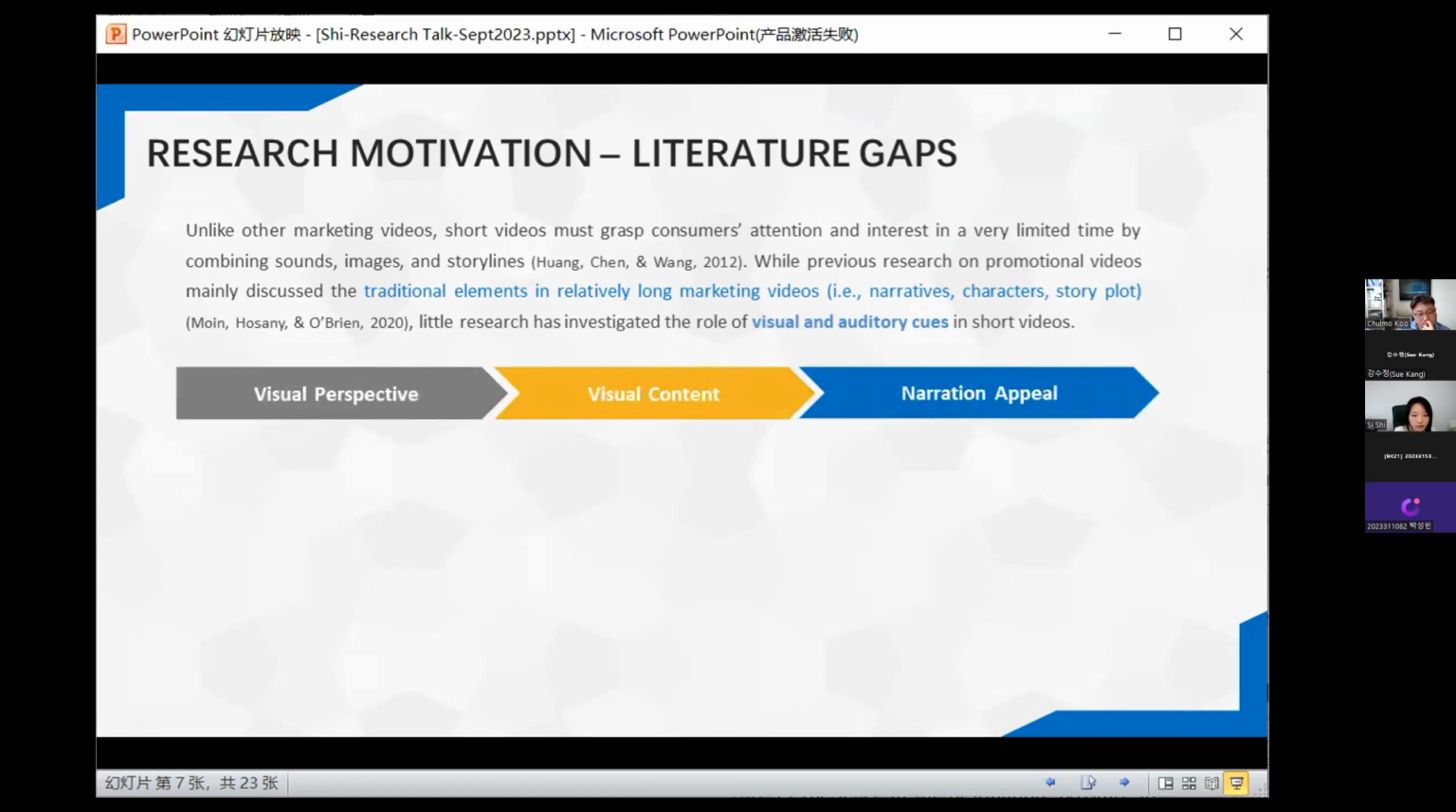We also find that the literature has highlighted 3 aspects of visual and auditory cues in marketing videos that may greatly impact their marketing effectiveness. They are visual perspective, visual content, and narration appeal. Visual perspective is regarded as an effective shooting skill that can optimize the presentation of the visual content in the short video.